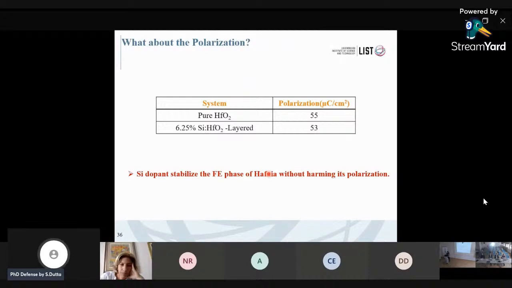After that, we also wondered about the polarization, because we should not harm the polarization by silicon doping. As you can see from this table, we have calculated the polarization of the pure material and also for the layer structure at 6.25%. And you can see that we did not harm the polarization much.